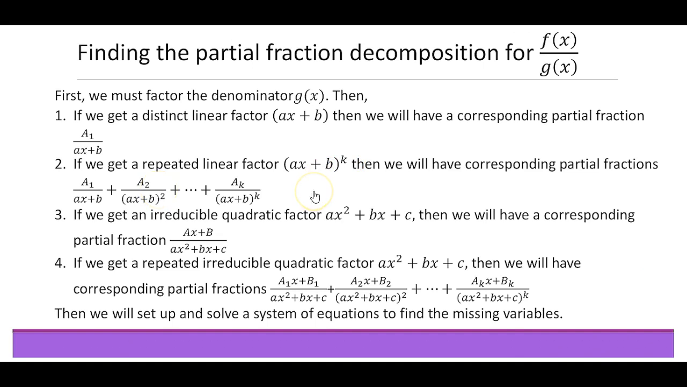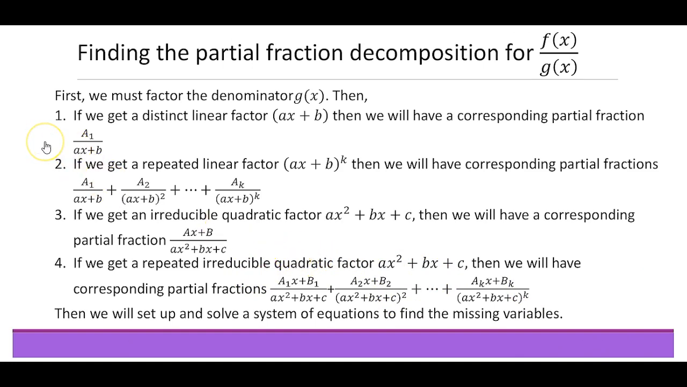And the other possibility is we don't always get linear factors, we can get irreducible quadratic factors, so quadratics that we can't factor, ax squared plus bx plus c. If that happens, our partial fractions will look like the irreducible quadratic on the bottom, and instead of a constant on the top, we have a linear function on the top. And if we get a repeated irreducible quadratic, then we have those repeated linear over irreducible quadratic up until we get to the power of the irreducible quadratic form.